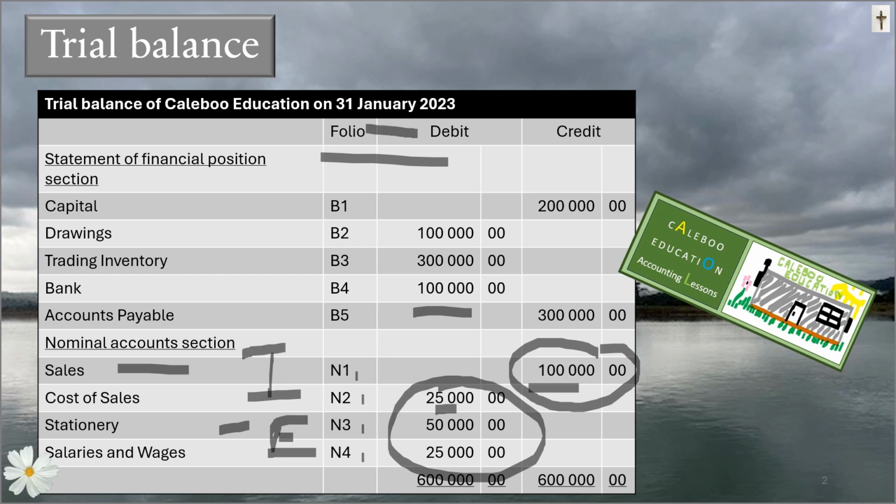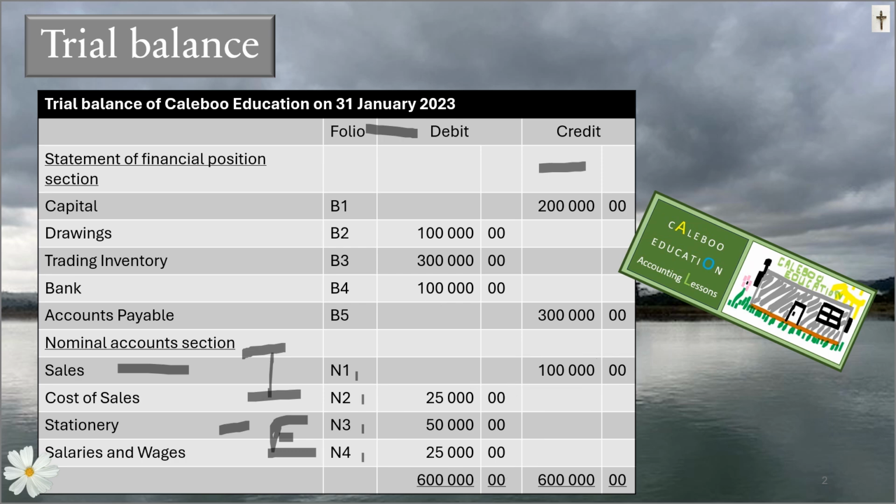A trial balance is also a checking mechanism to see if my debits equal my credits, because both these columns, the debit and the credit column, should equal. If they don't equal, we may have made an error in recording the transactions for the month of January, and we need to go and check where we made the error.